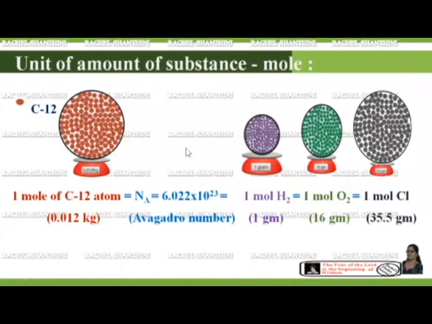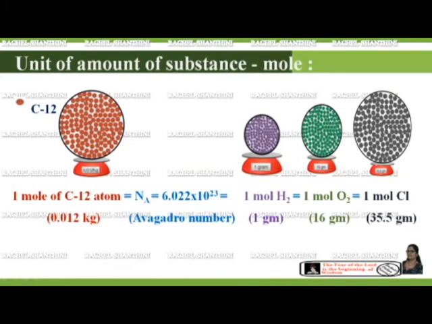Let us see why they have taken carbon 12 as an arbitrary one. We could easily count the number of bigger objects, but when we come to microscopic particles like atoms and molecules, it is very difficult to count them. That is why scientists have taken carbon 12 as the reference to define mole. Why carbon 12? Because carbon 12 has 6 protons and 6 neutrons, which is responsible for mass.